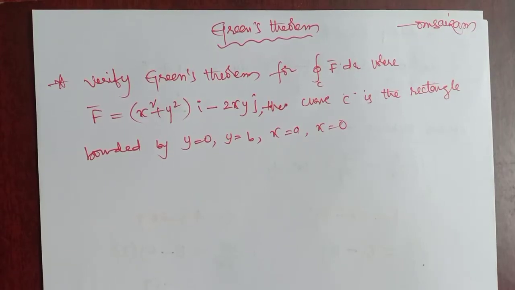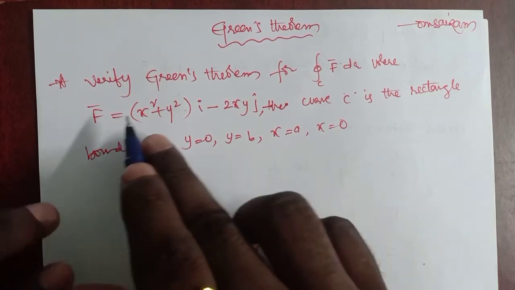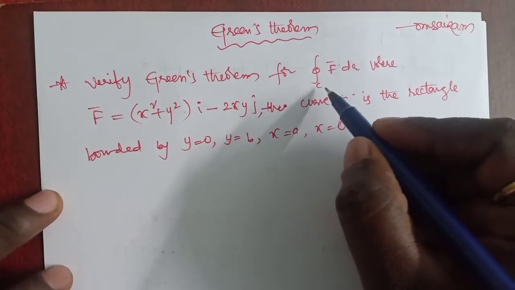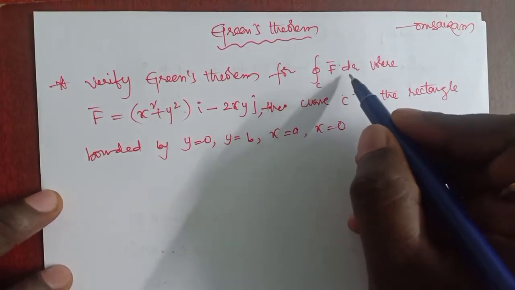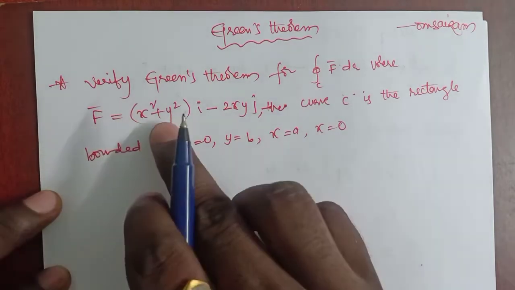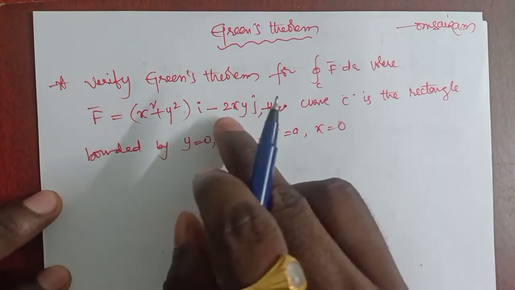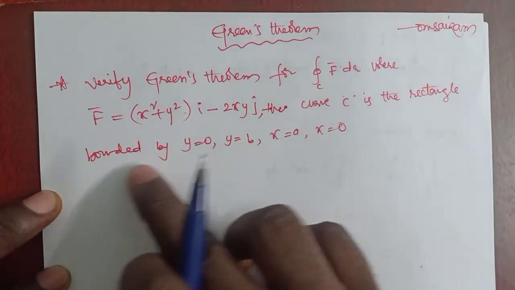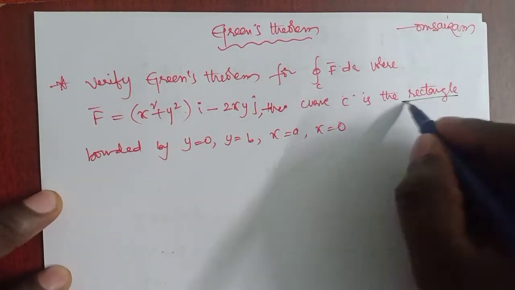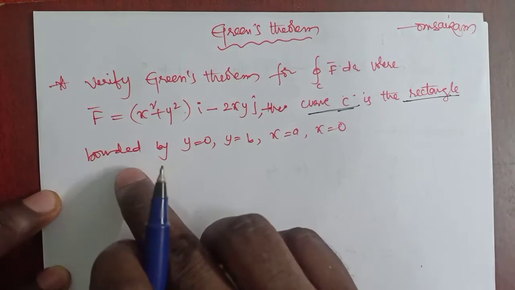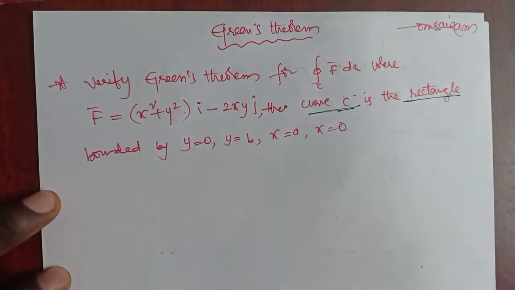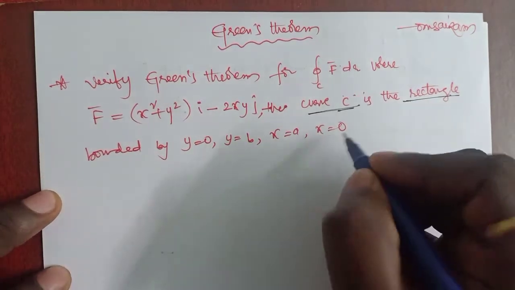Today we will discuss a problem on Green's theorem. Verify Green's theorem for the line integral along the curve C, of F bar dot dr bar, where F bar equals (x square plus y square) i minus 2xy j. The curve C is a rectangle bounded by y equal to 0, y equal to b, x equal to a and x equal to 0.